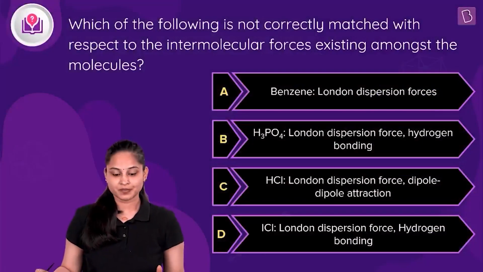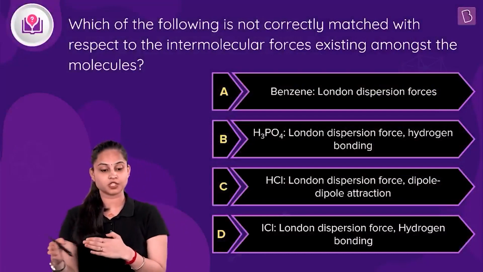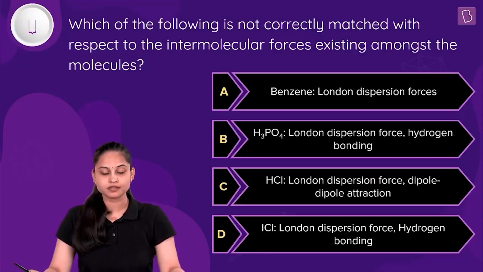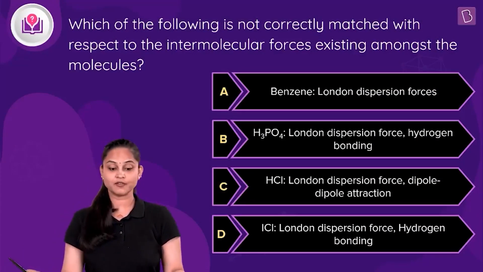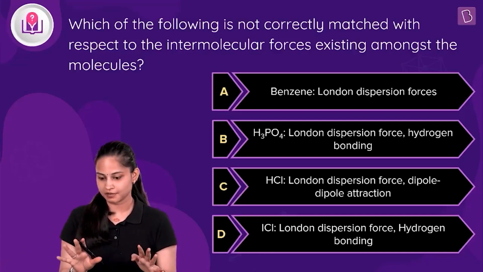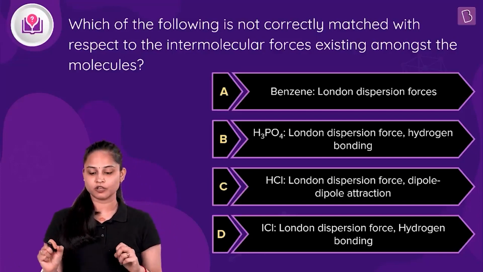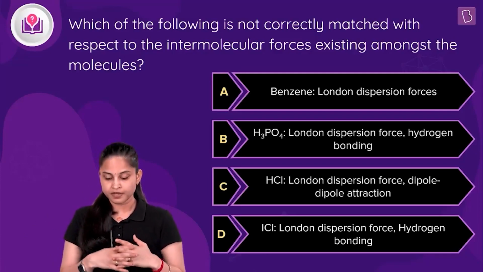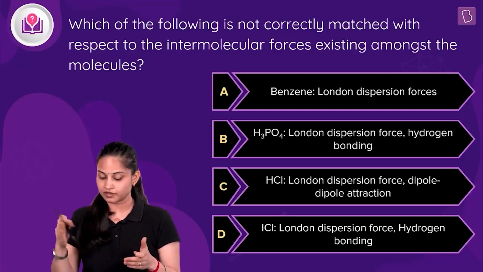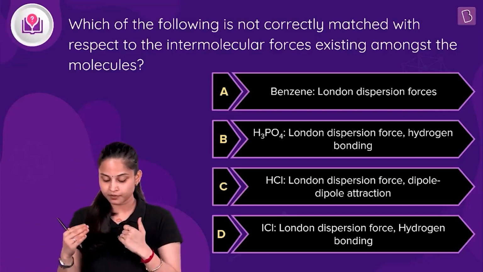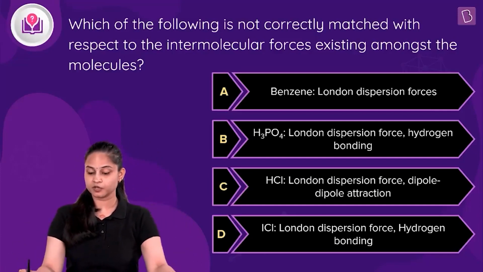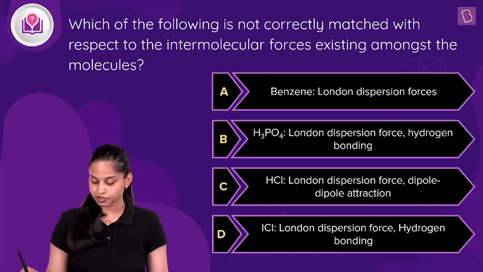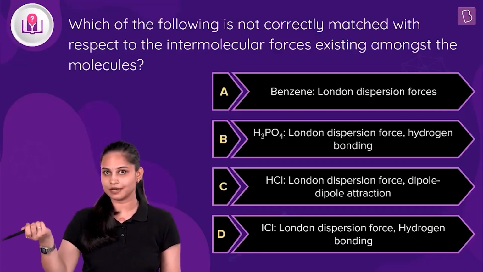The question here is: which of the following is not correctly matched with respect to the intermolecular forces existing amongst the molecules? Option A, benzene has London dispersion forces. H3PO4, orthophosphoric acid, has London dispersion force plus hydrogen bonding. HCl has London dispersion force and dipole-dipole attraction. D, ICl, London dispersion force and hydrogen bonding. So which one is not correctly matched?